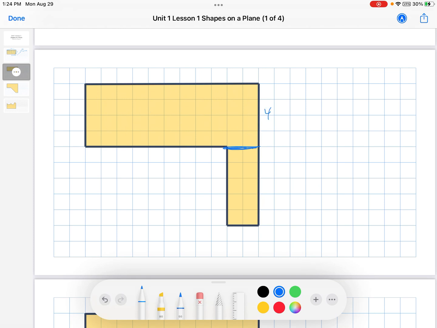Each of them is 4 tall. 1, 2, 3, 4, 5, 6, 7, 8, 9, 10, 11. 11 columns of 4 means 4 times 11 is 44. But is that the whole shape? No, that's just this shape right here. We still have to do this shape down at the bottom. Well, this one has 2 columns, and each column has 5. 5 here, 5 here. So to get this number of squares, I'm going to do 2 times 5 is 10.